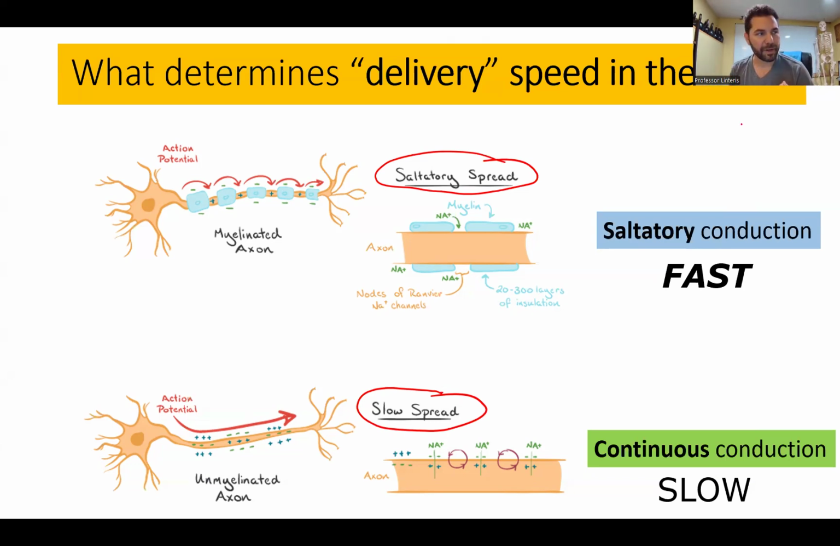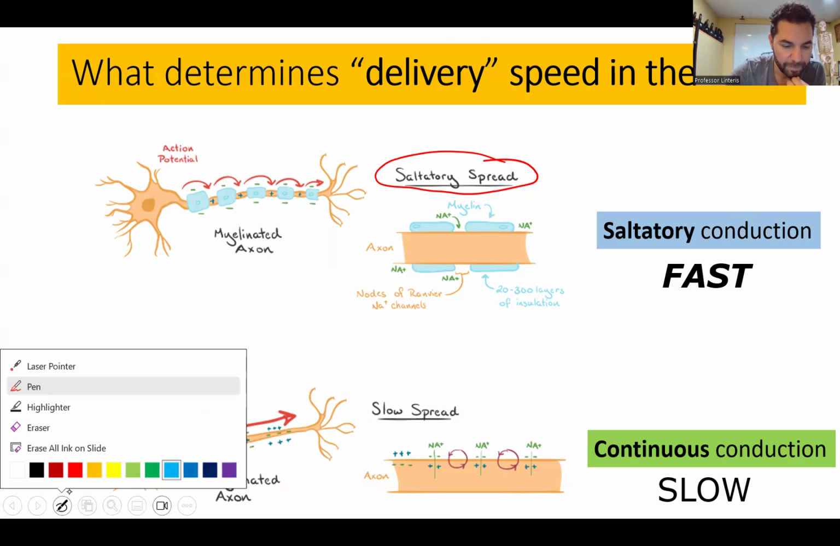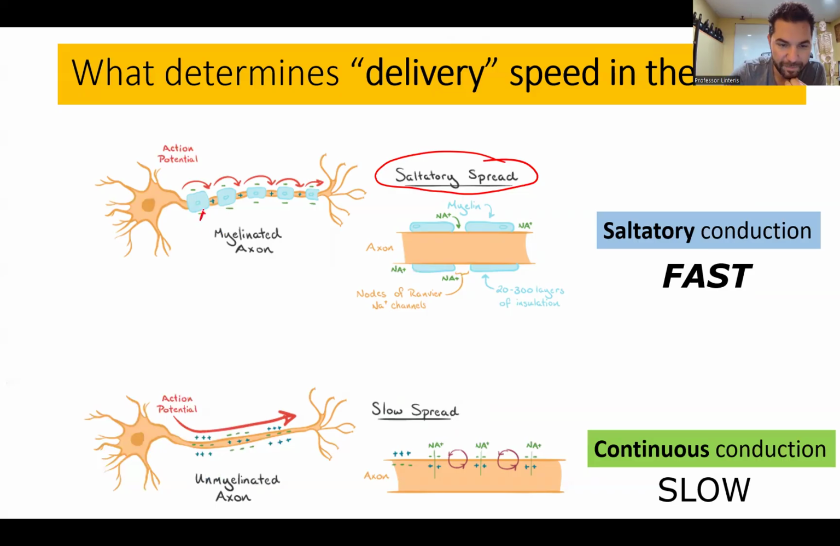Obviously, some neurons in the body want to send messages faster. They will use saltatory conduction. If you have to send messages faster, you will have myelin. I'll try to color code this for you here. You can see the presence of myelin, remember, made by Schwann cells or oligodendrocytes, depending on if it's the PNS or the CNS. You have the presence of this myelin creating gaps.